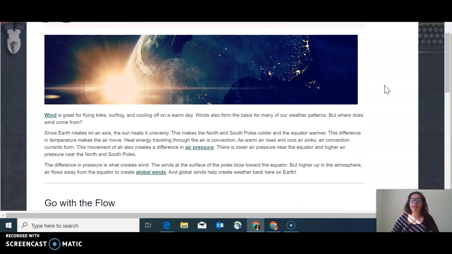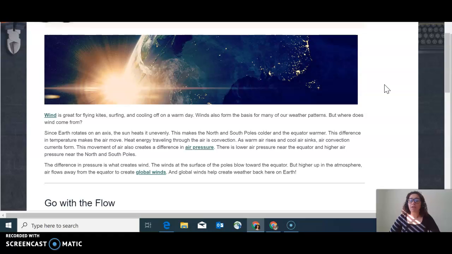So this uneven heating will cause wind. Wind is created by differences in air pressure. I want you guys to think of air pressure very much like density. When we have convection currents, we know that warm air rises and cool air sinks, and that creates a convection current. This movement also creates air pressure.